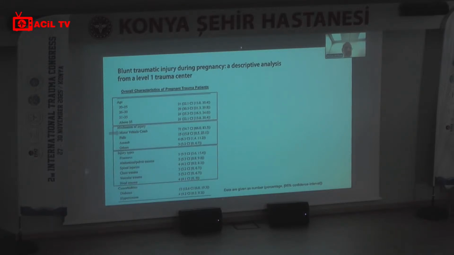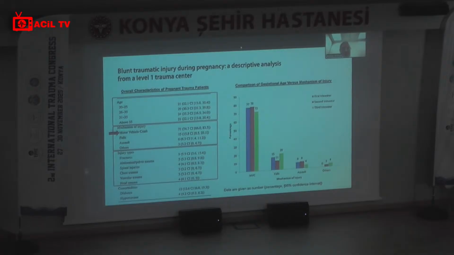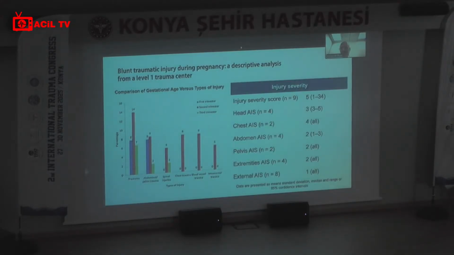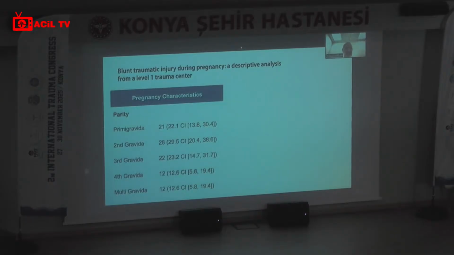The majority of these patients had a lot of injury. Most of the injury is related to motor vehicle accidents. Only 6% of the patients had an assault from their partner, husband or family members. They had a lot of injuries, mainly fractures, and the injury severity score was 9, so it is not severe, but the range goes from 1 to 34 ISS score.